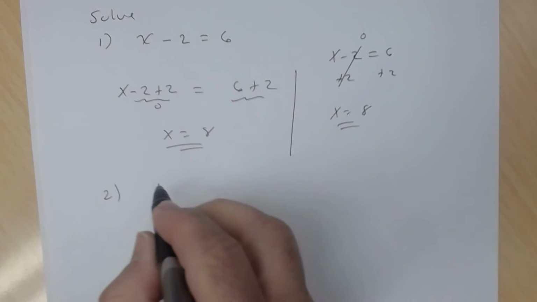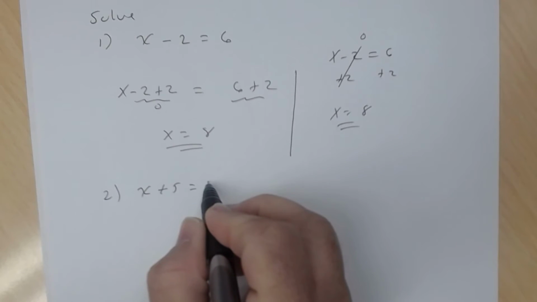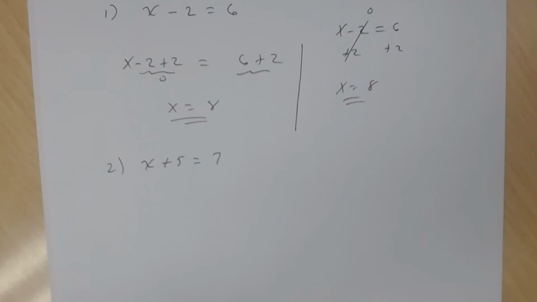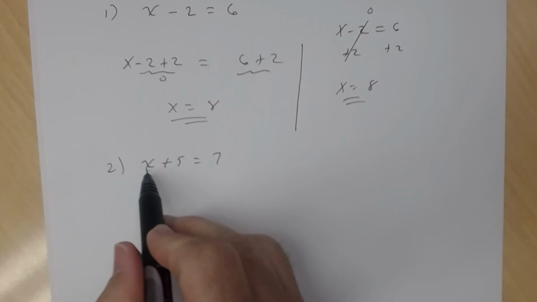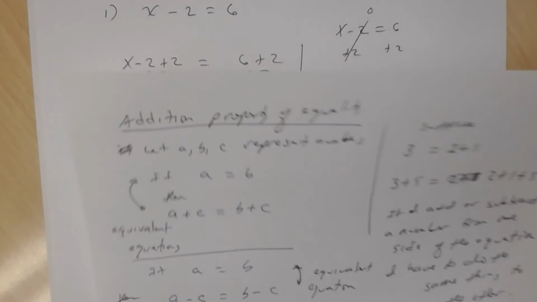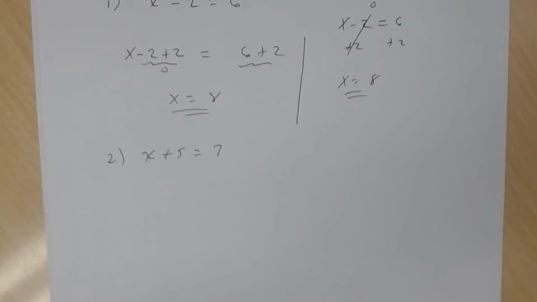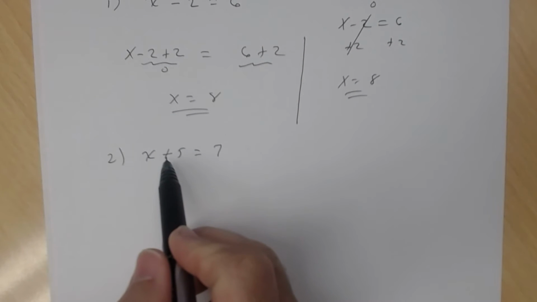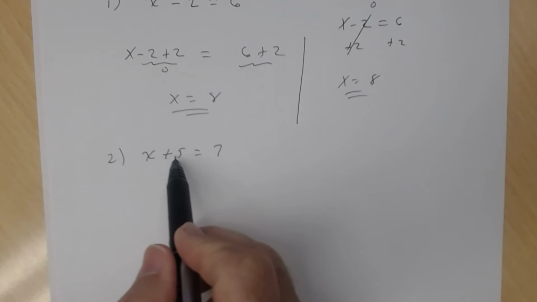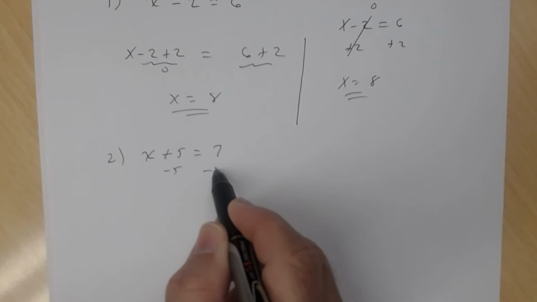Number 2. Suppose we had x plus 5 equal, let's say, 7. X plus 5 equal 7. Okay, so right now, remember we're trying to get the variable x by itself. So I'm going to use the addition property of equality. The addition property of equality says I can add or subtract a number from both sides of the equation. So think of the opposite. Right now I'm adding 5 to x. The opposite is to subtract 5. So I'm going to subtract 5 from both sides.